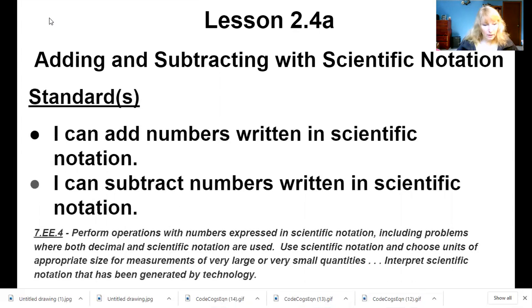And our EE4 is our standard, perform operations with numbers expressed in scientific notation. Those operations today are going to be adding and subtracting, including problems where both decimal and scientific notation are used. Use scientific notation and choose units of appropriate size for measurements of very large or very small quantities. We've looked at both now. We're going to interpret scientific notation that has been generated by technology.